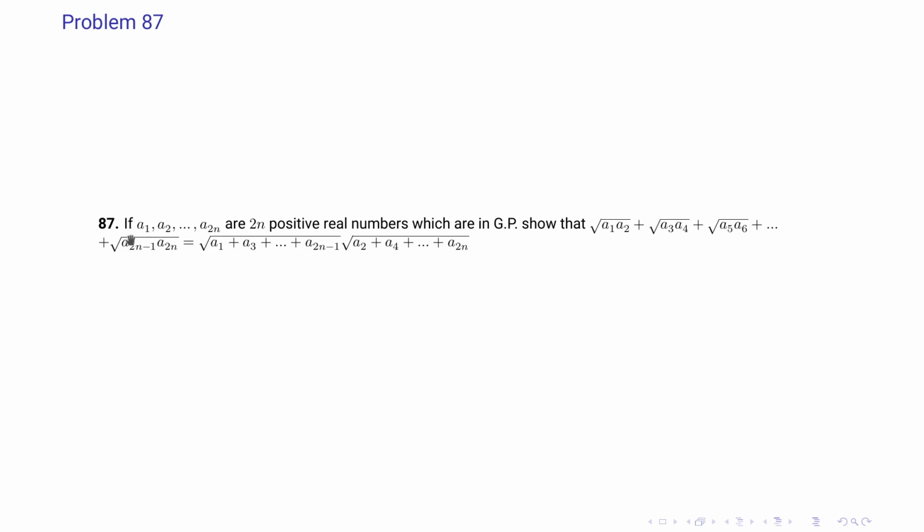Problem 87 says that if a1, a2 up to a2n are 2n positive real numbers which are in GP, show that the square root of a1a2 plus square root of a3a4 plus square root of a5a6 up to square root of a(2n-1)a2n is equal to the square root of (a1 + a3 + up to a(2n-1)) multiplied with (a2 + a4 + up to a2n).